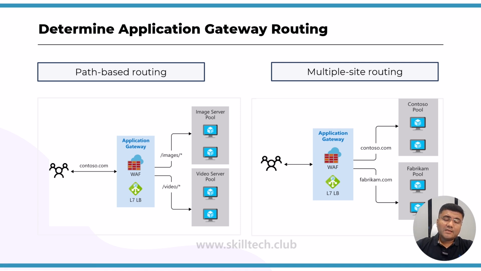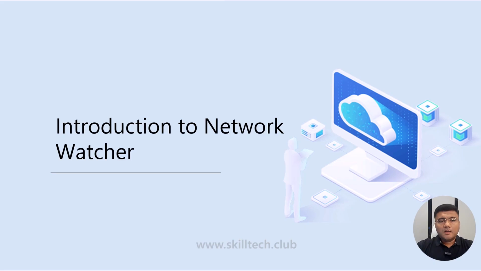Obviously, in complex or big applications, we are going to go with path-based routing, where we can distribute the deployments across multiple servers. In small applications which are maybe connected to each other, maybe you have two different applications serving different sister companies of the same organization, then in that kind of case you're going to have separate pool configurations for the separate websites. You can do both kinds of configurations in the routing. Whether you want to go with path-based routing or multiple site routing is totally based on your requirement. Okay, now let's have a look at the Introduction to Network Watcher.